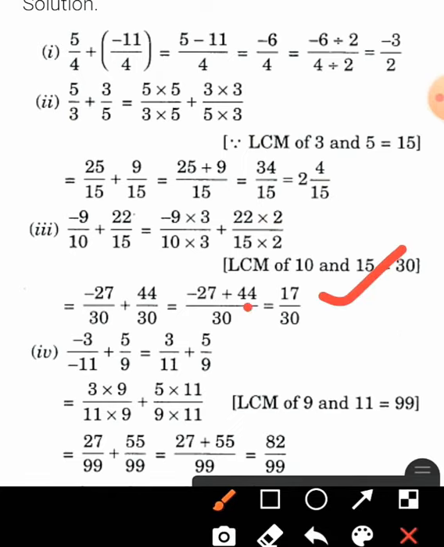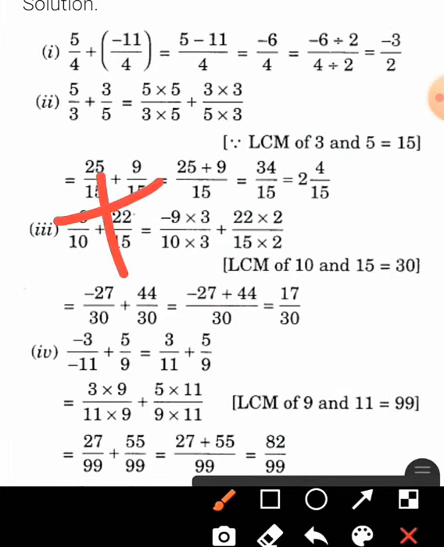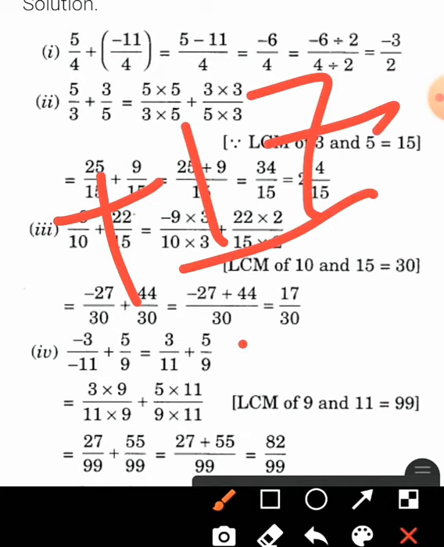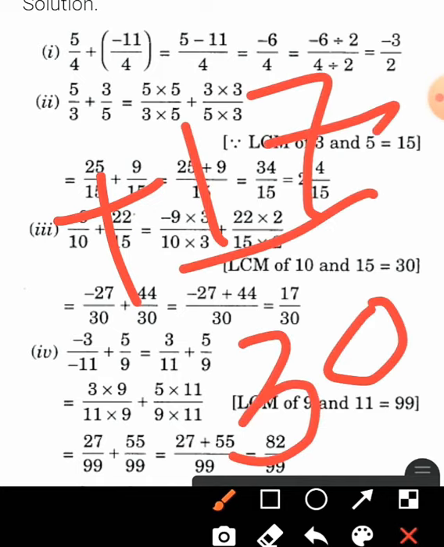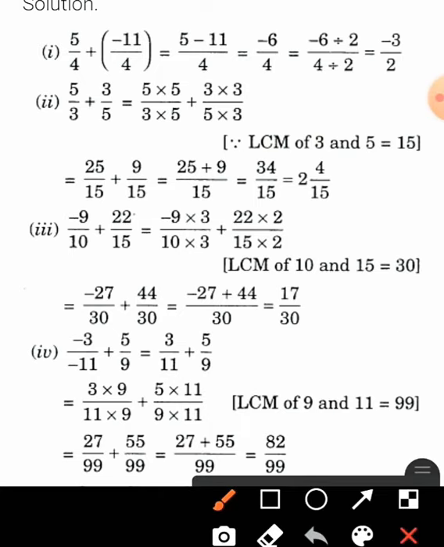Now the greater number is 44 and 44 is positive. So this answer is positive. So you don't have to put a negative sign, or you can write plus 17 upon 30. Both are correct. If you write plus or if you don't write plus, the meaning is the same. Plus means positive, and no sign given also means positive. So both ways it is correct. So, the final answer is 17 upon 30.